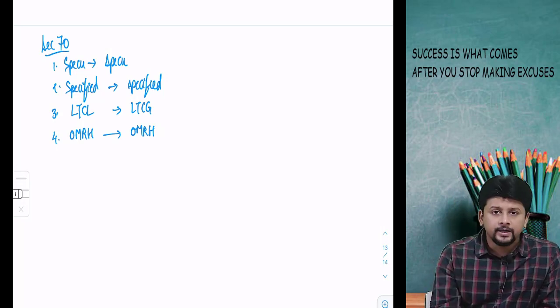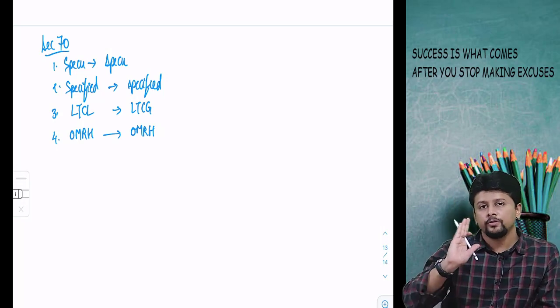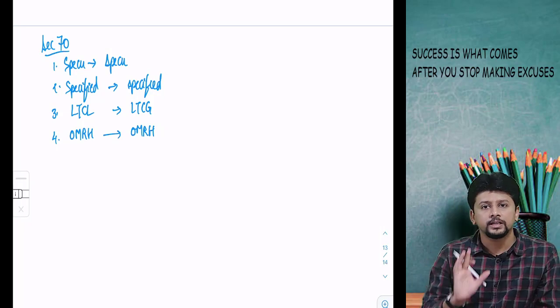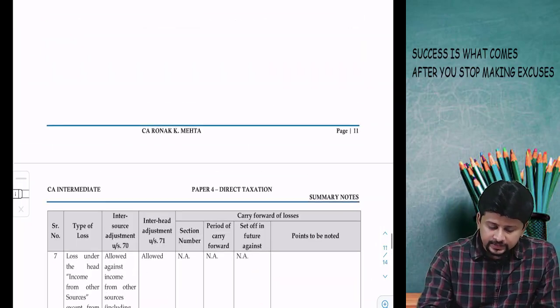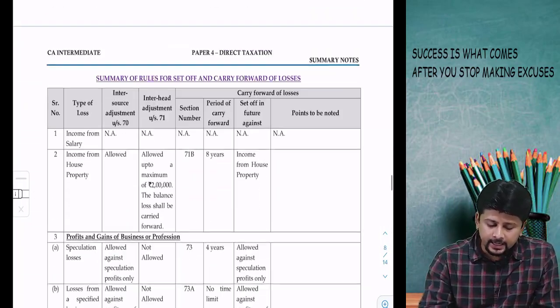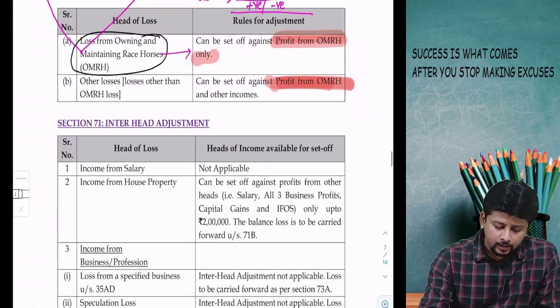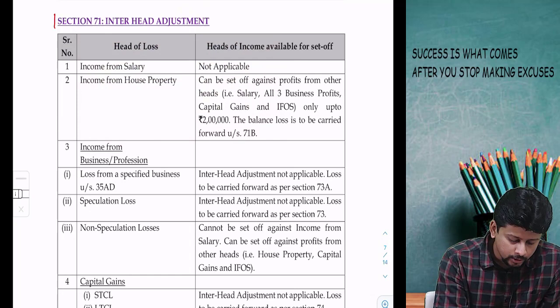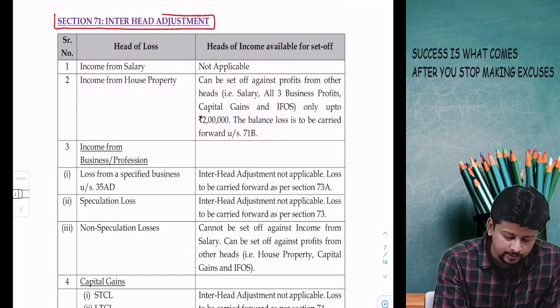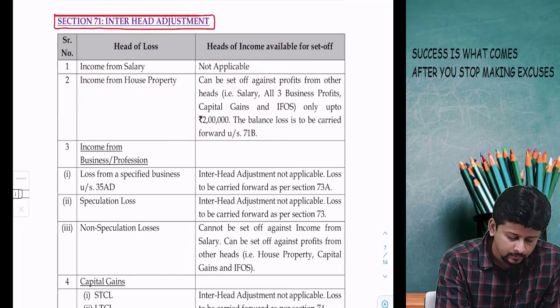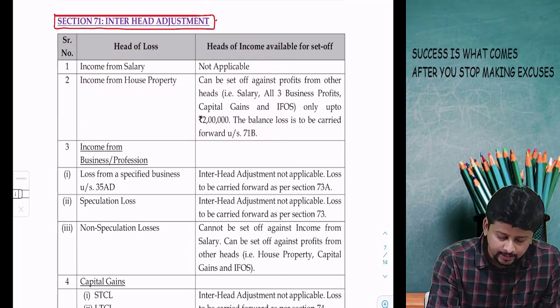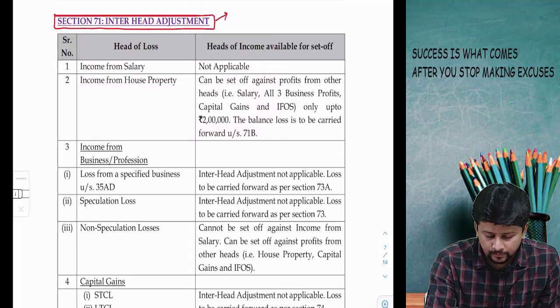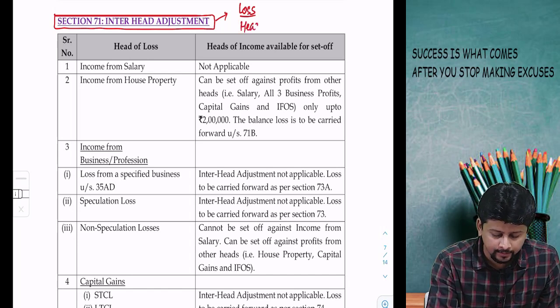But if these are my losses, I have to be very specific, I have to be very accurate, I have to take care when I do the set off. This is the first section, section number 70, inter source. Now I go to inter head adjustment. What do I mean by inter head adjustment? Inter head adjustment simply means that there is loss in one head and there is profit.